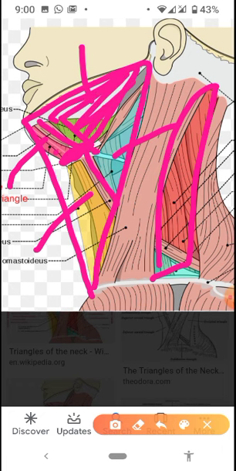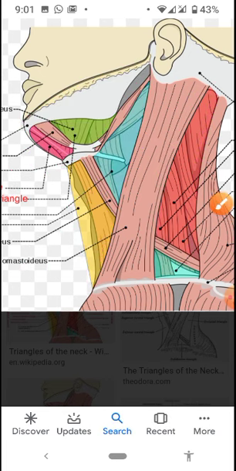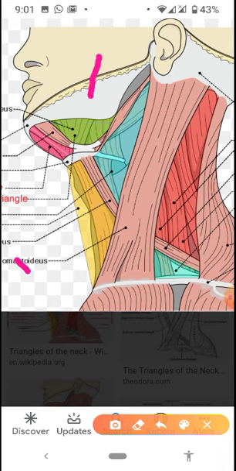This is the submental triangle because it is below the mental region over here, so it is the submental triangle. This one is the carotid triangle, and in this one only muscles are present, that's why it is the muscular triangle. So four triangles: the submandibular or digastric, the submental, the carotid, and the muscular. Okay, let's come back.